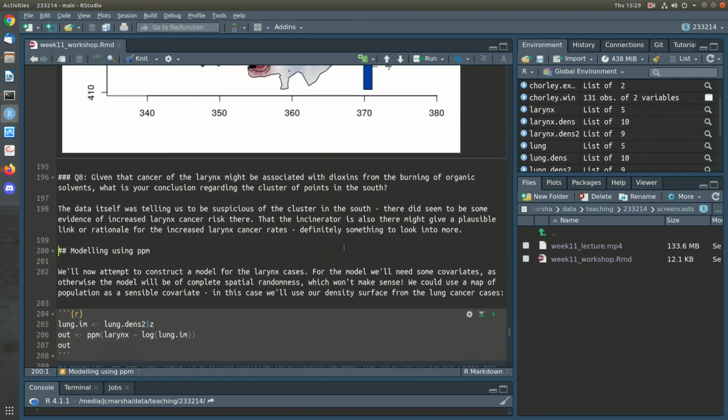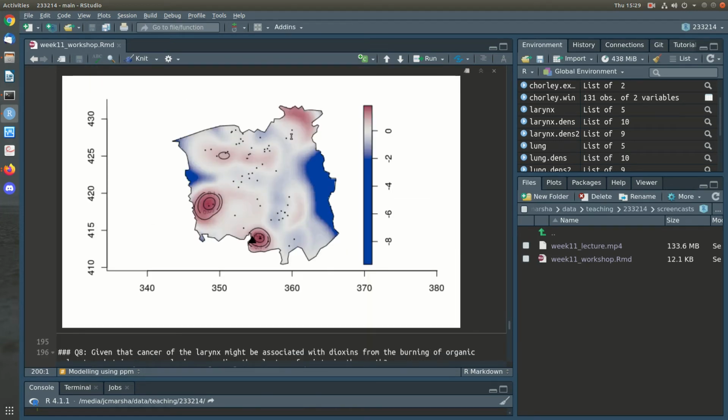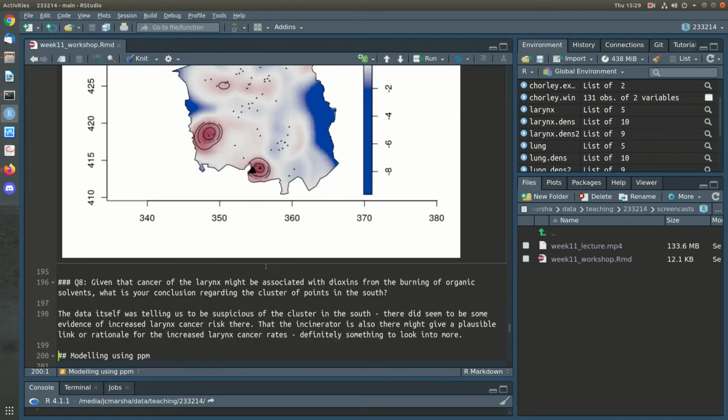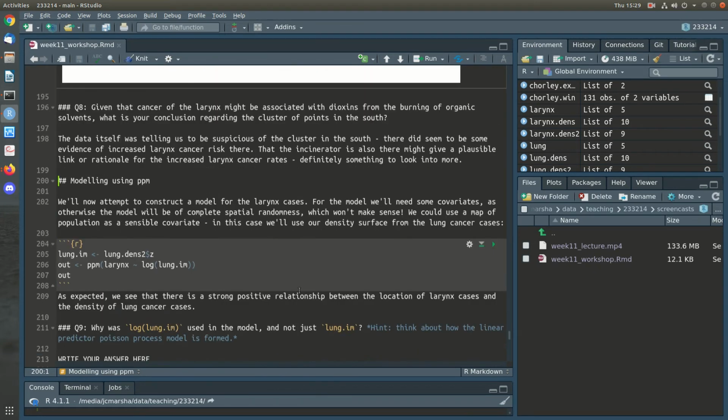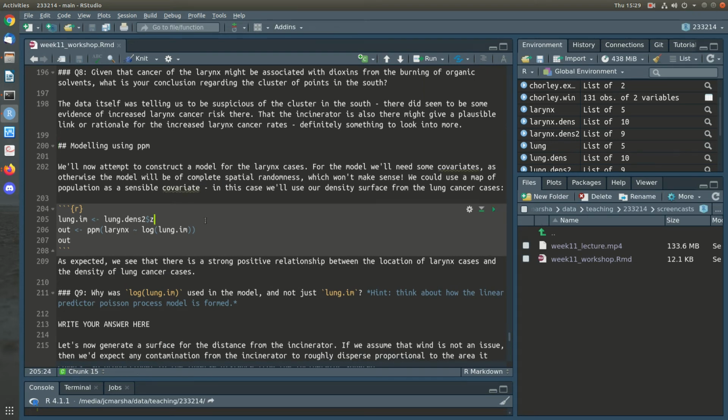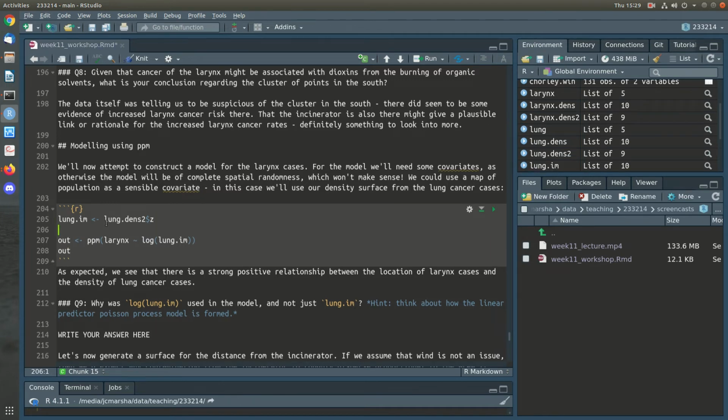So for the last bit, we're going to look at modelling the larynx cancer rates using the lung cancer rates, the lung cancer density as a denominator for where people are, and then adding in the distance from the incinerator and seeing whether it's important statistically. So we're going to start by modelling just in terms of the lung density. We've computed the lung density previously, right? So we could just plot lung.im.